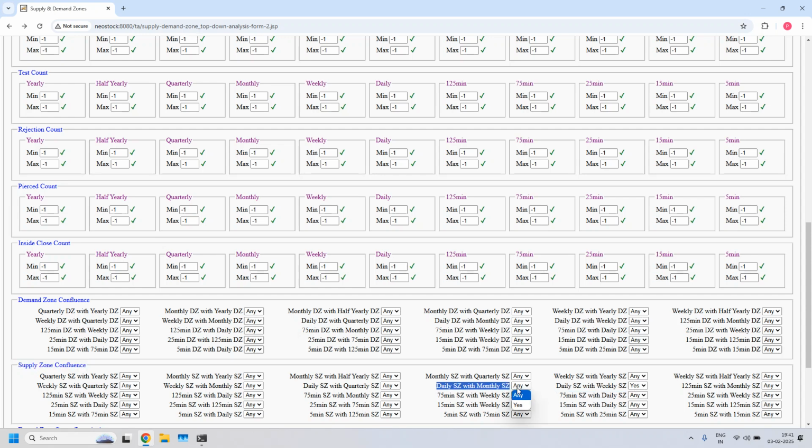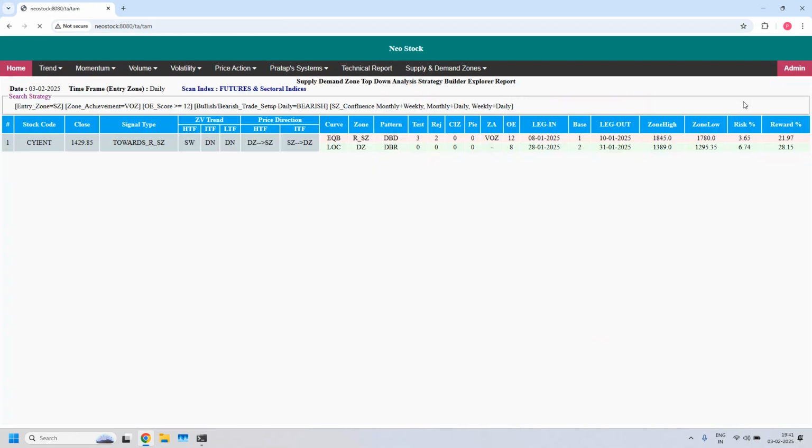Next, daily supply zone with monthly supply zone confluence, and weekly supply zone with monthly supply zone confluence. With all the three filters enabled, LTF, ITF, HTF supply zone confluence, we got only one stock. So this daily supply zone is part of the weekly supply zone, and both together are again part of the monthly supply zone. But monthly trend is sideways, so no need to check for EMA confluence because that does not give any advantage. So this is about bearish trade setup for monthly income trade.